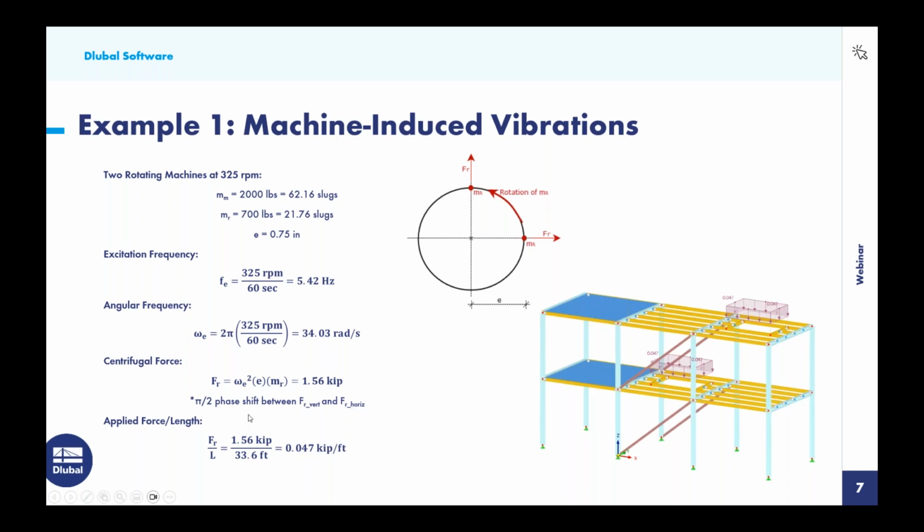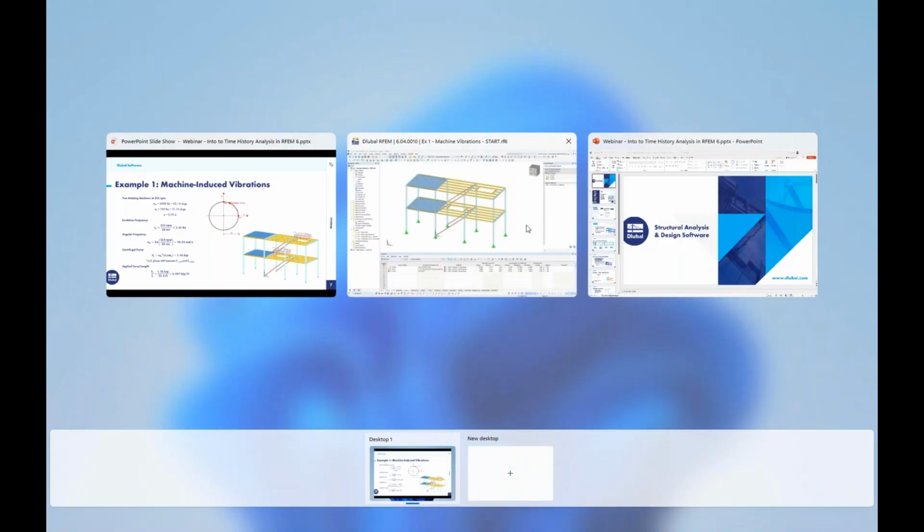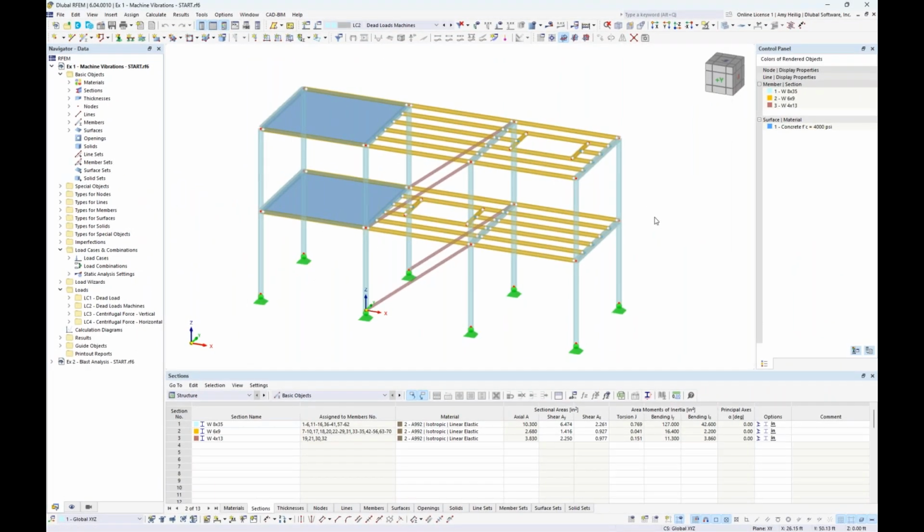Now, in order to apply the centrifugal force at these openings, we simply need to divide here by the total length of the members that make up this opening, and that's 33.6 feet. So we get a value here of 0.047 kips per foot that will be applied to the members. So this will make a little bit more sense when we go into our program RFEM to review the structure here.